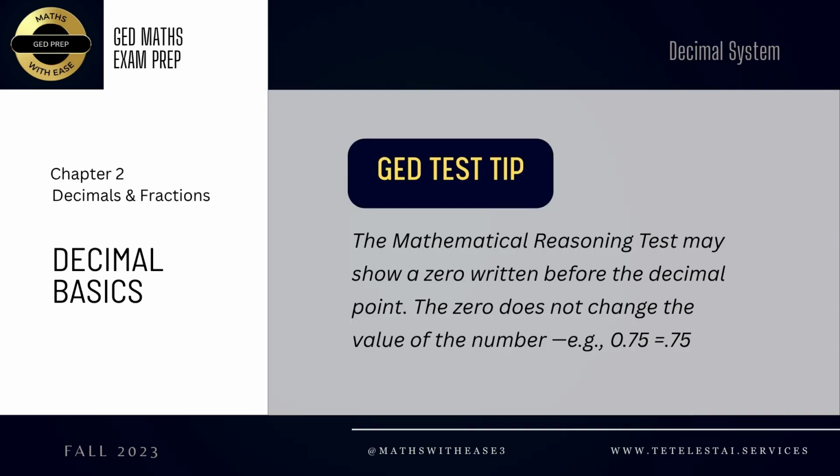So here's a tip from the book. The mathematical reasoning portion of your test may show a 0 written before the decimal point, for example, 0.75, but just know that the 0 does not change the value of the number. So 0.75 is equal to .75, okay? Same difference, if you will, or no difference, I should say.